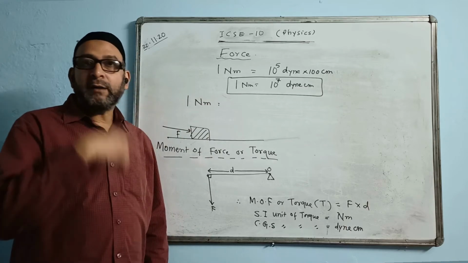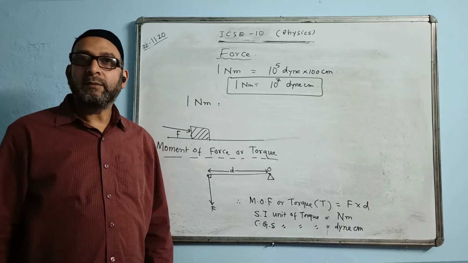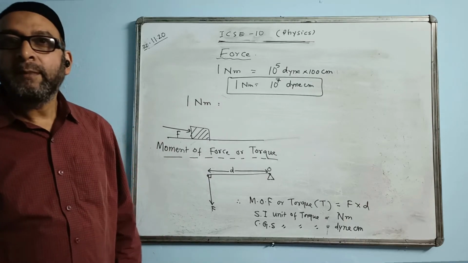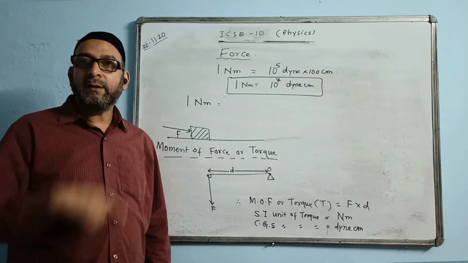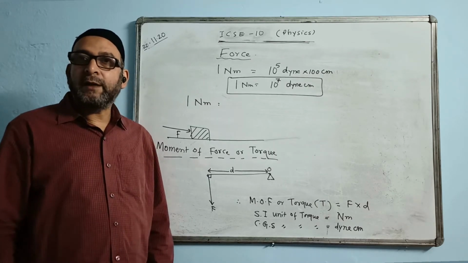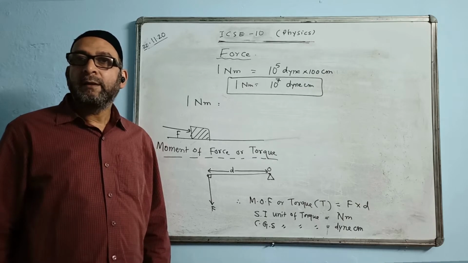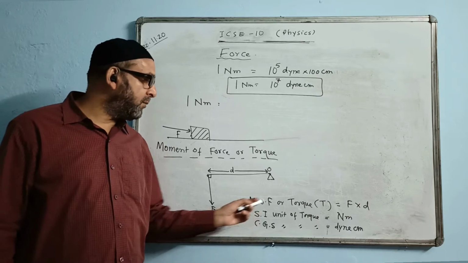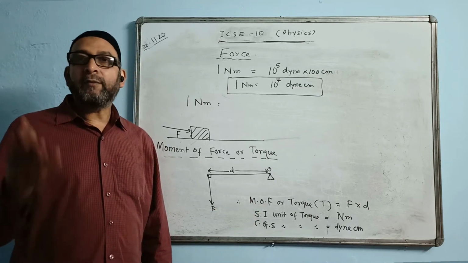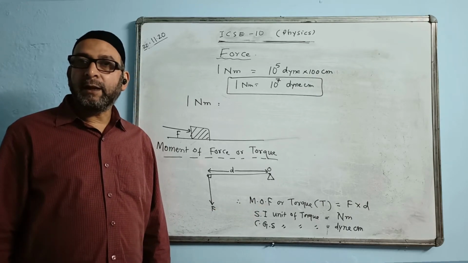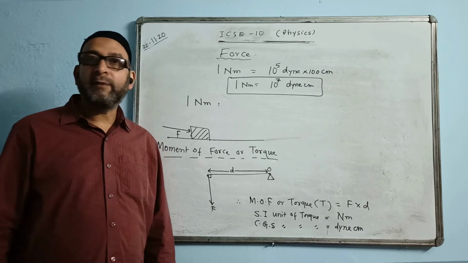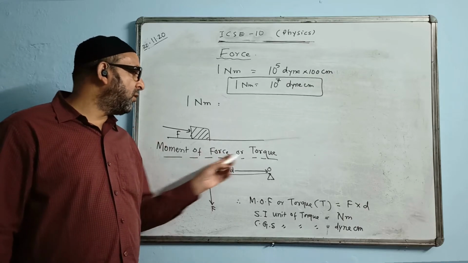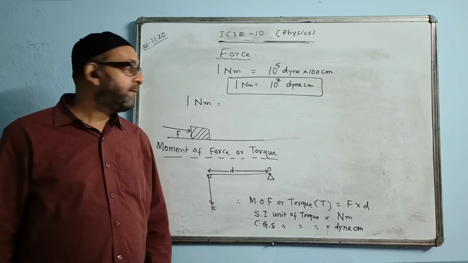The wheel of a car is rotating in a clockwise direction. What can be the sign of its torque or sign of its moment of force? The clockwise direction mentioned there, that means it will be negative. If it is anti-clockwise, it will have a positive sign. So moment of force or the torque is a vector quantity.